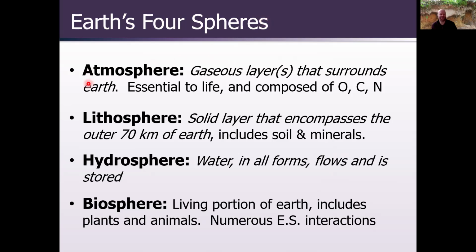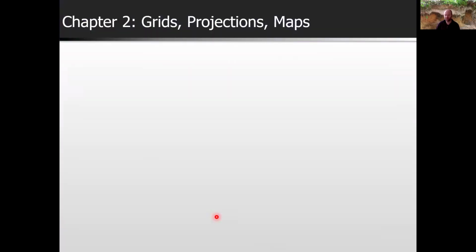4 major Earth systems, where we covered the atmosphere, which is the gaseous layer that surrounds Earth; the lithosphere, the solid layer that encompasses the outer skin, if you will, of Earth, the outer 70 kilometers; the hydrosphere, water in all forms, and we'll think of that later this semester, how it forms, where it flows; and then the biosphere, the living portion of Earth, including plants and animals.